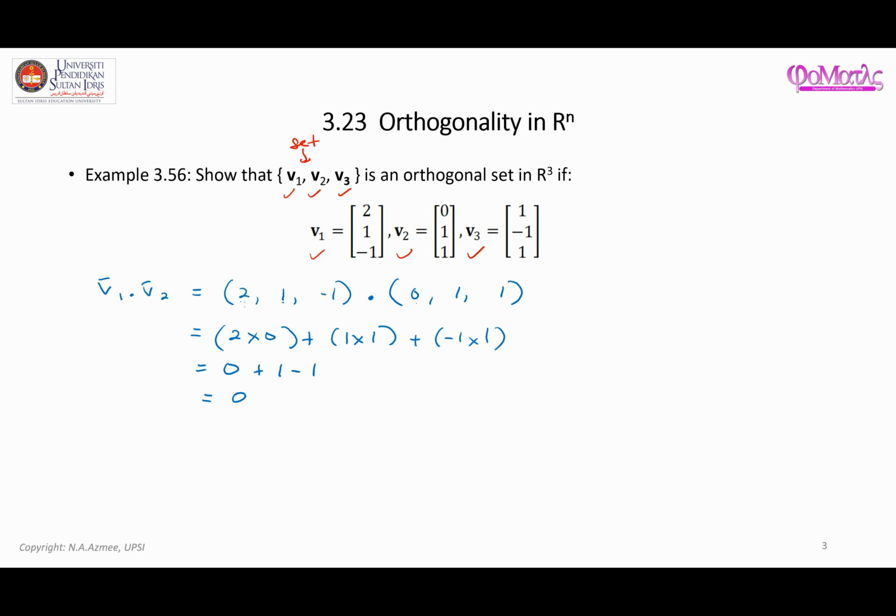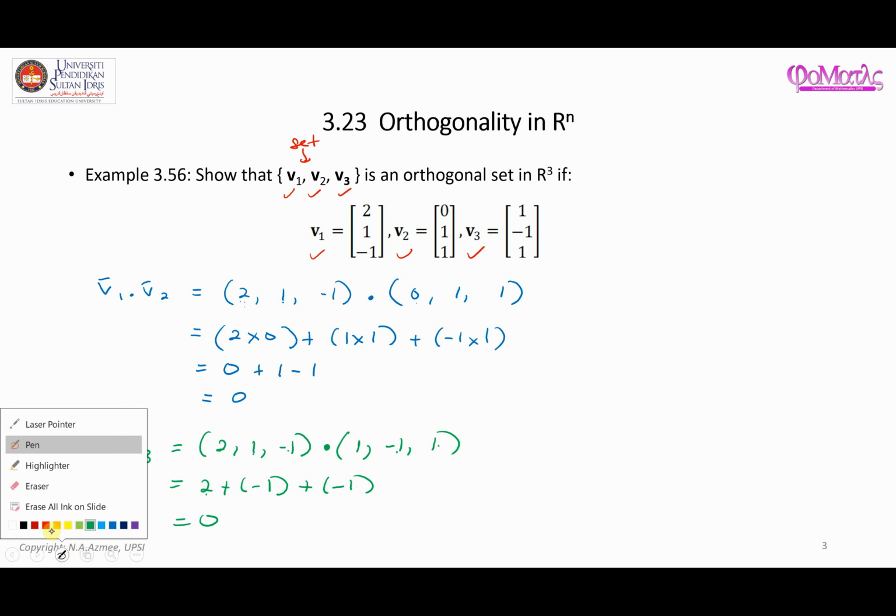So this looks okay. Next, we need to consider vector 1 with vector 3. That is another possible pair. So here we have again (2, 1, negative 1), and this is the dot product with (1, negative 1, 1). So again, 2 times 1 is 2, 1 times negative 1 is negative 1, and negative 1 times 1 is negative 1. So 2 minus 1 minus 1 is 0. So this is okay as well.